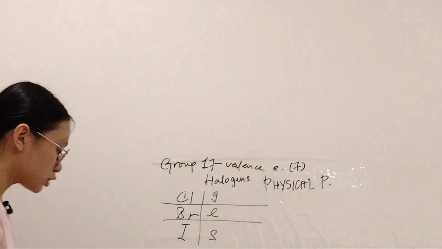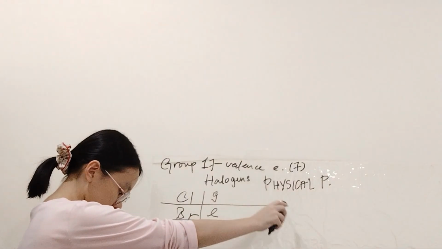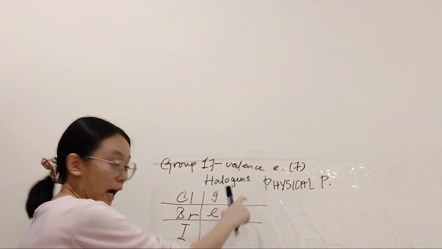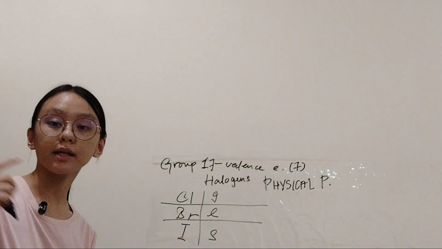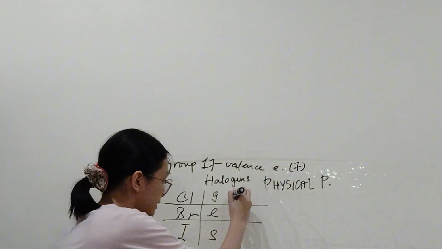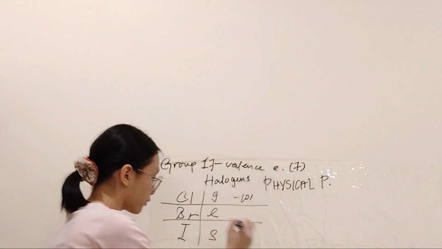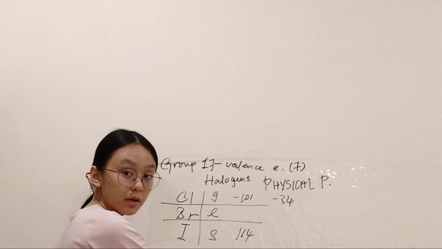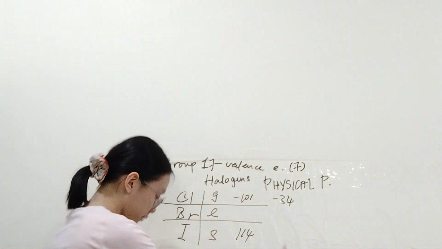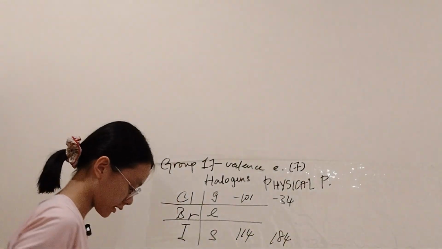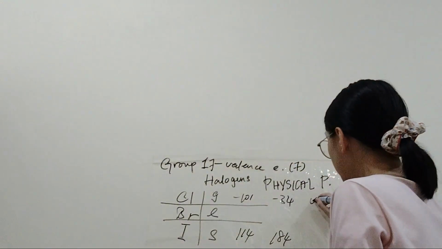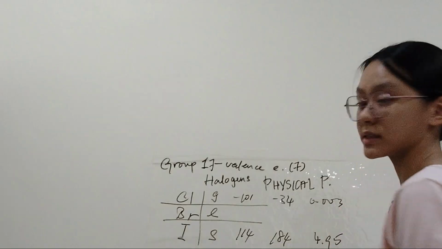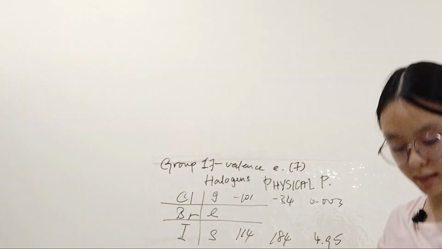Alright. So then they give you a graph about their melting point, their boiling point, and their density. All you have to know is that as you go down, the melting point increases. That means over here it's negative 101 for chlorine, but for iodine it's 114. For the boiling point, chlorine is negative 34 degrees Celsius, then for iodine it's 184 degrees Celsius. And for density, over here it is 0.0003, and over here it is 4.95. So as you can see, everything is going on an increasing scale.